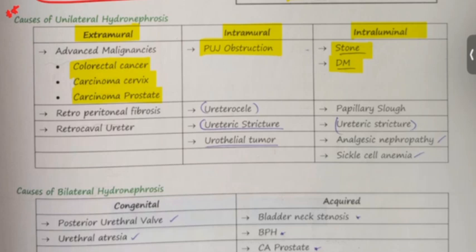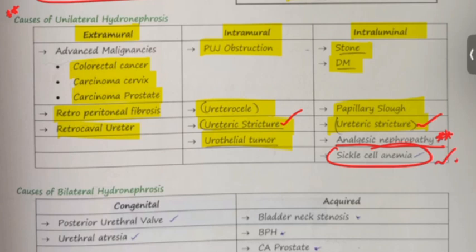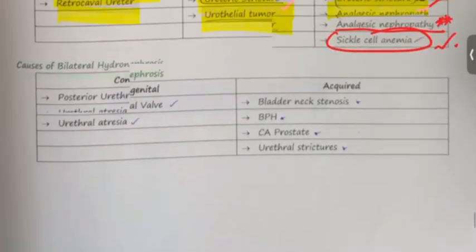Obstruction. Okay, similarly retroperitoneal fibrosis and retrocaval ureter are extramural causes. Ureterocele, ureteric stricture, urothelial tumor, all these are intramural causes. Intraluminal: papillary slough, ureteric stricture. Again, ureteric stricture can be intramural or it can be intraluminal based on what is causing the ureteric stricture. Other than that, analgesic nephropathy, again this will damage the lumen. And then sickle cell anemia, all these are intraluminal causes, and these are unilateral causes.